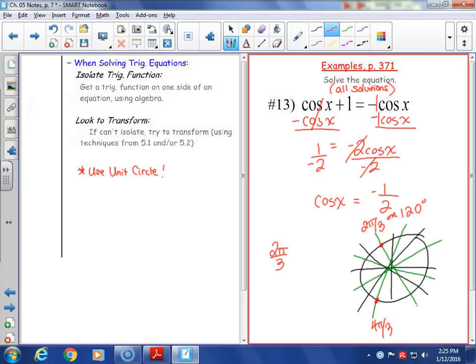So how do you get all those answers? You say those are all 360 apart or 2 pi apart. And I need multiples of 2 pi. So plus 2 pi, plus 4 pi, plus 6 pi. That's what little n stands for. It's all integers, which are positives or negatives. Positive means adding. Negatives mean subtracting.